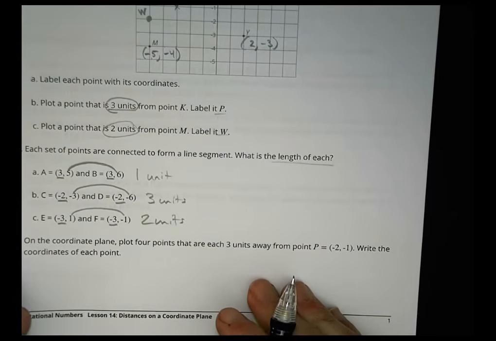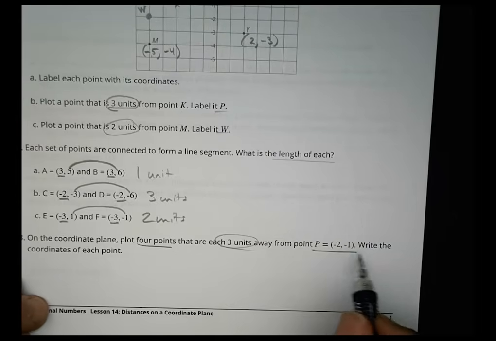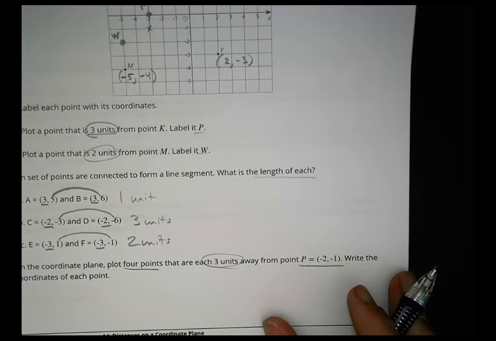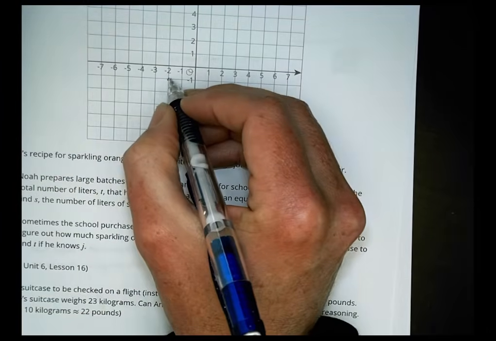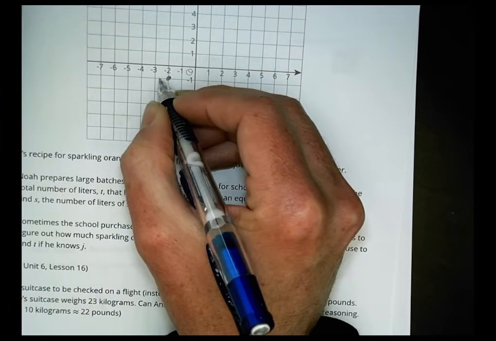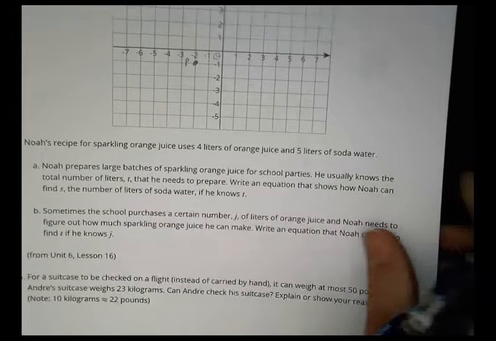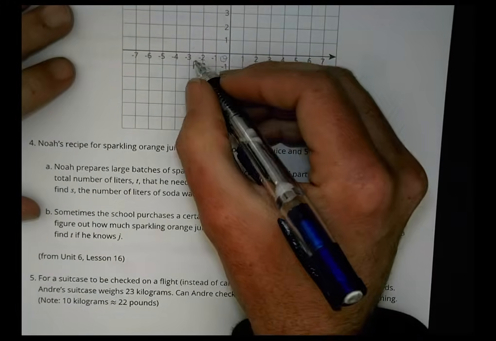On the coordinate plane, plot 4 points that are at least 3 units away from point -2, 1 and write the coordinates of each point. So we're going to do 4 points that are 3 away from -2, -1. So -2, -1 is here, so that's point P, what we're looking at, and we want to go 3 units away, 4 different points. Alright, so let's do that here. So 3 units away and 4 points from P.